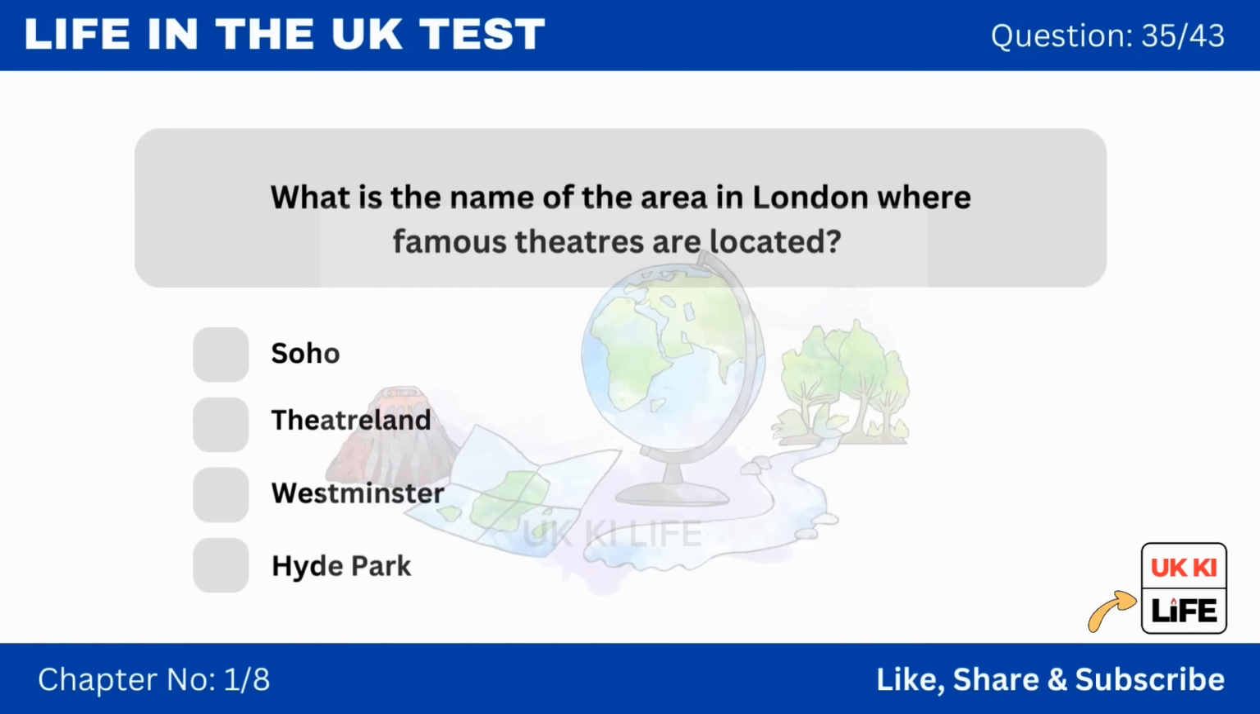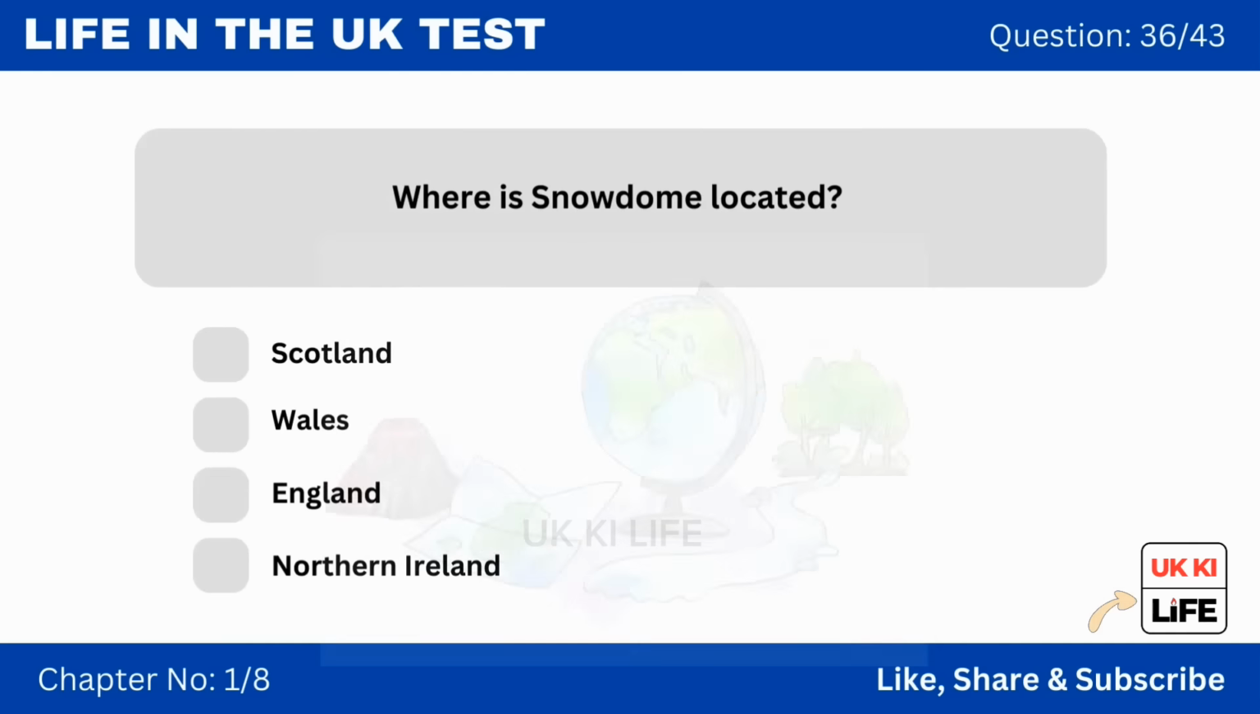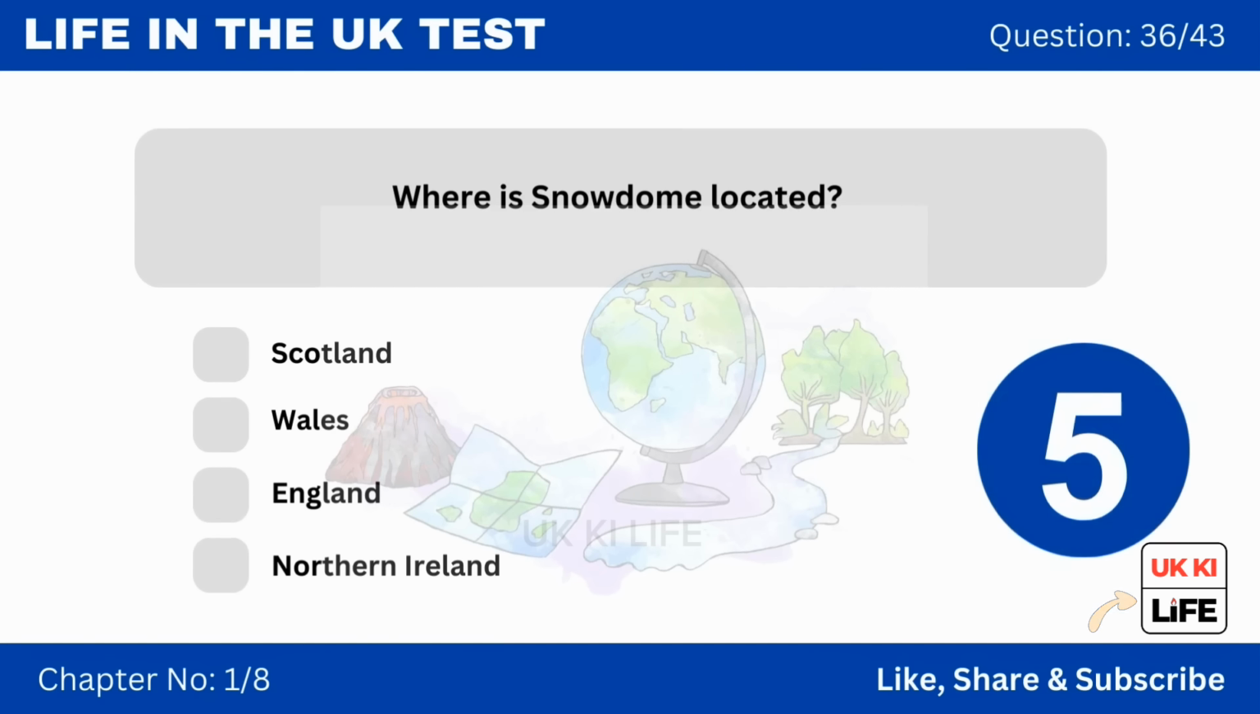The correct option is B. Explanation. London's West End, also known as Theatreland, is particularly well known for its theatres. Question 36. Where is Snowdonia located? Scotland, Wales, England, Northern Ireland.